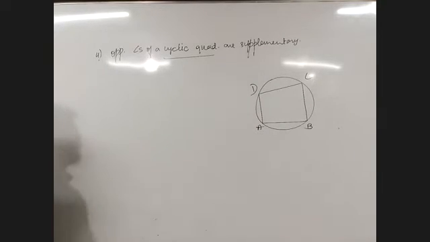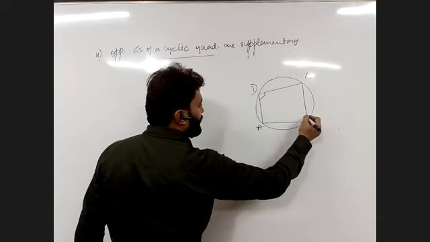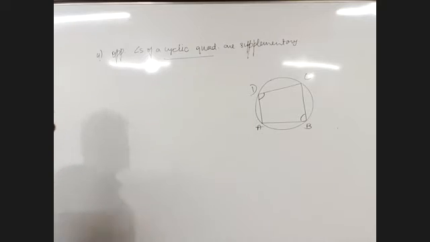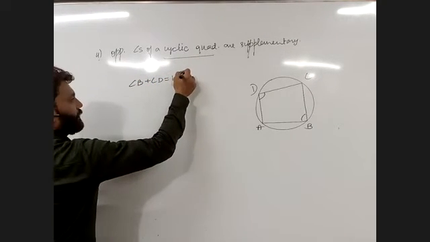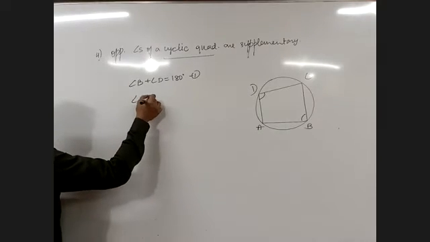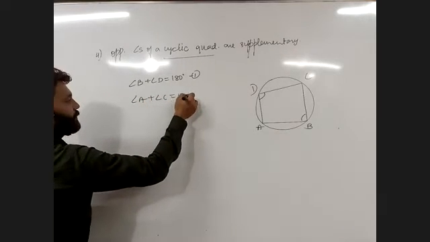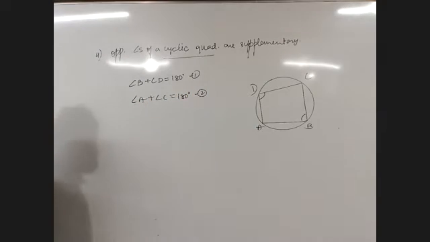Is it clear now? If all the four vertices of a quadrilateral lie on the circumference of a circle, it will be a cyclic quadrilateral, and the opposite angles of a cyclic quadrilateral are supplementary. That means angle B plus angle D equal to 180 degree. Angle A plus angle C is also equal to 180. Is it clear?